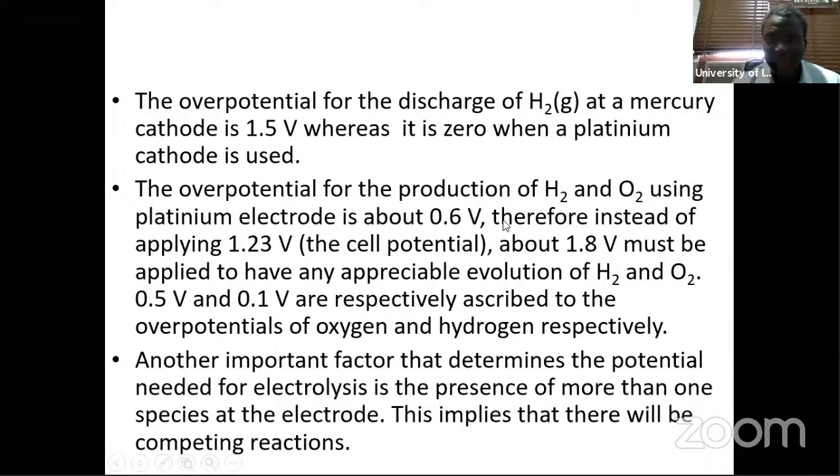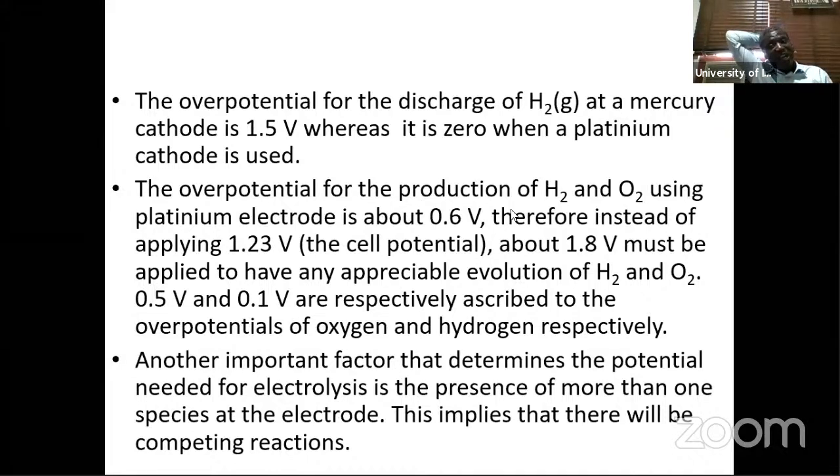So for instance, the overpotential for the discharge of hydrogen at a mercury electrode is about 1.5 volts. That is, you need an extra 1.5 volts. Whereas if, instead of using a mercury electrode, you use a platinum electrode, that is for the cathode this time around, then it is 0. So you can see the difference.